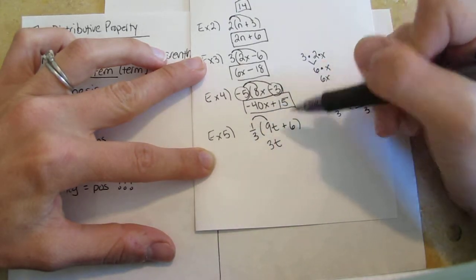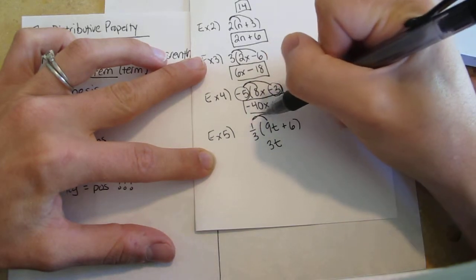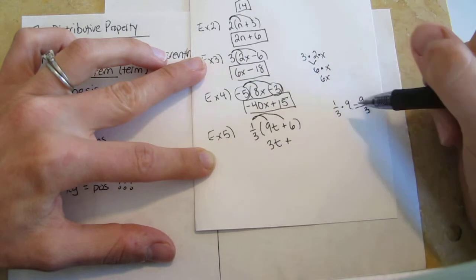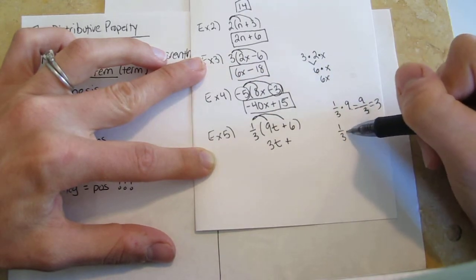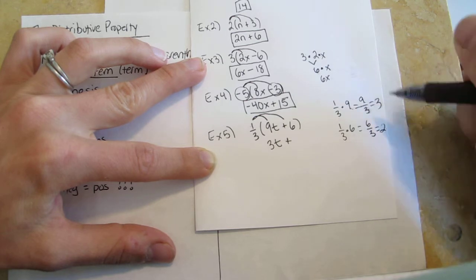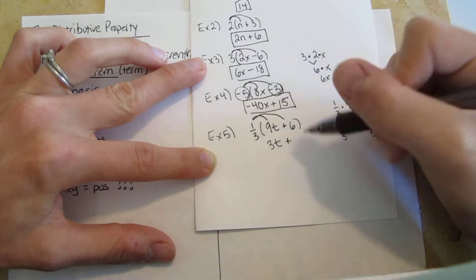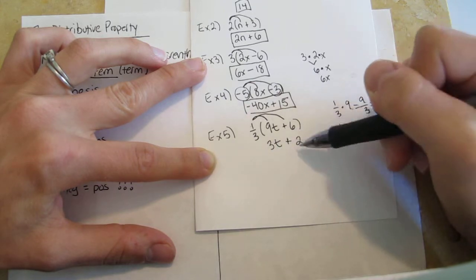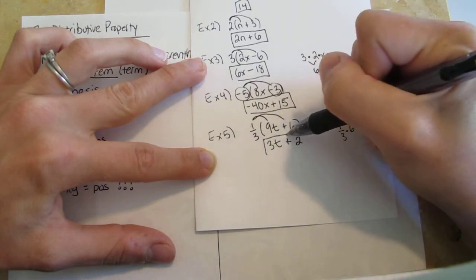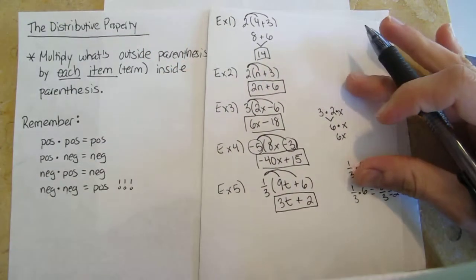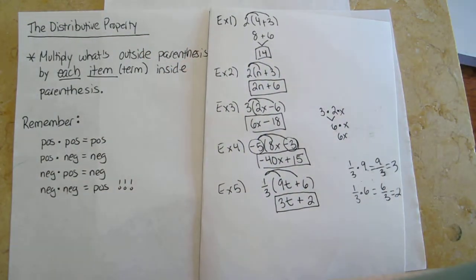And 1/3 times 6, it's a positive times a positive, so I know I'm going to end up with a plus here. It's the same thing: 1/3 times 6 is the same thing as 6 divided by 3, which is 2. So 1/3 times 6 is 2, and since this term has a variable and this term doesn't, I can't get it any simpler, and I box in my answer. So that's how you simplify expressions using the distributive property.